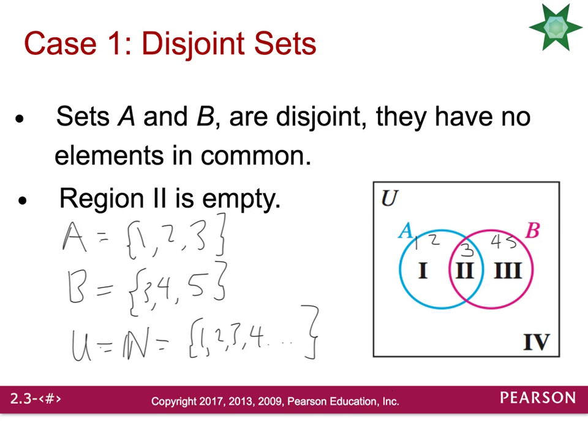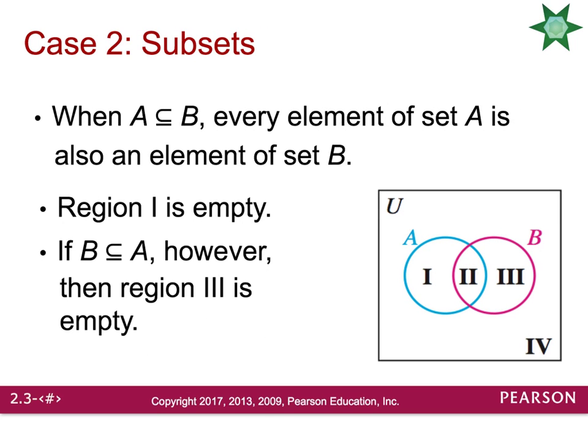Okay, and then we could put the rest of the numbers out here, like 6, 7, 8, 9, etc. So all the other numbers would go out here. So that's an example of how we would place all those elements in the different regions using a Venn diagram.